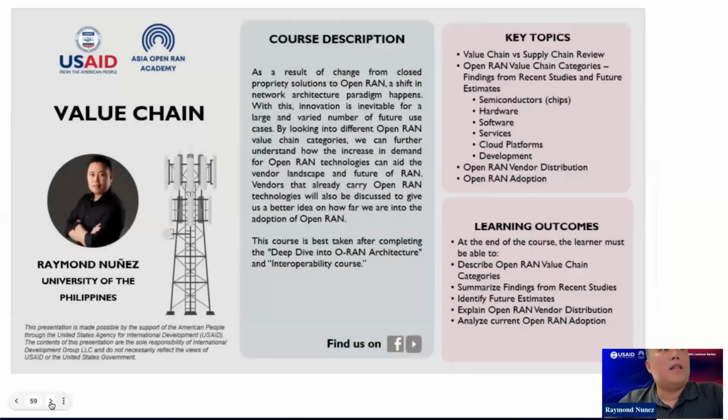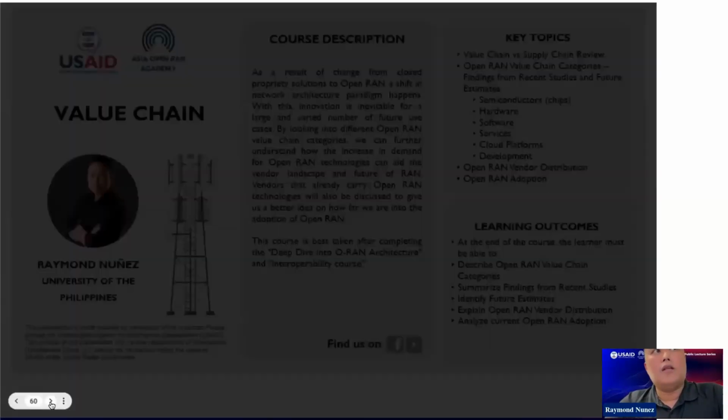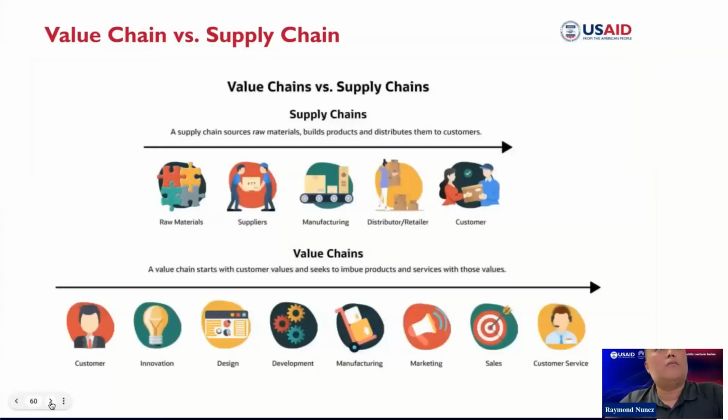Then for my last course, this is going to be value chain. And we want to, of course, differentiate value chain versus supply chain. They are interrelated, but we must look at the end-to-end value chain: from customer, innovation, design, development. Again, looking at it here, the customer would have input into the development until the device and equipment gets delivered to you. And of course, the sales and customer service towards the lifespan of the environment are also put into consideration.